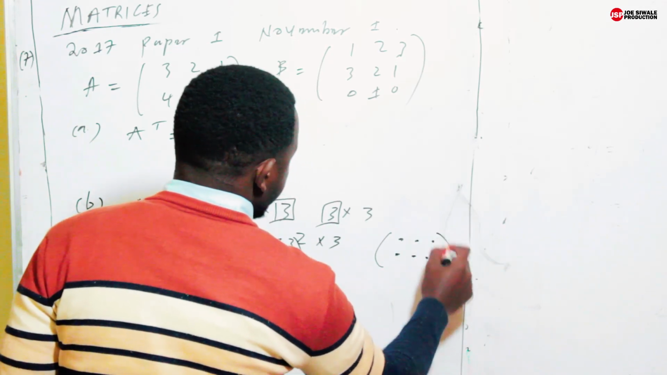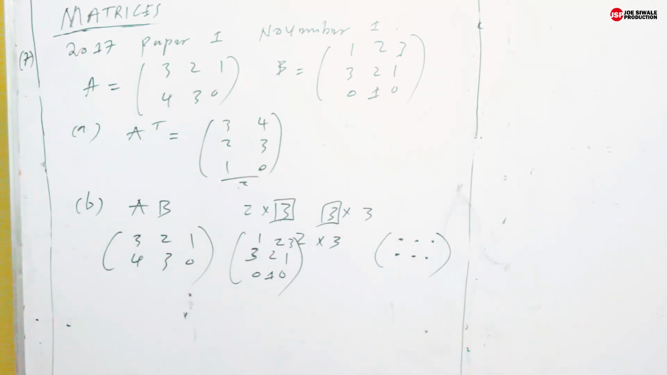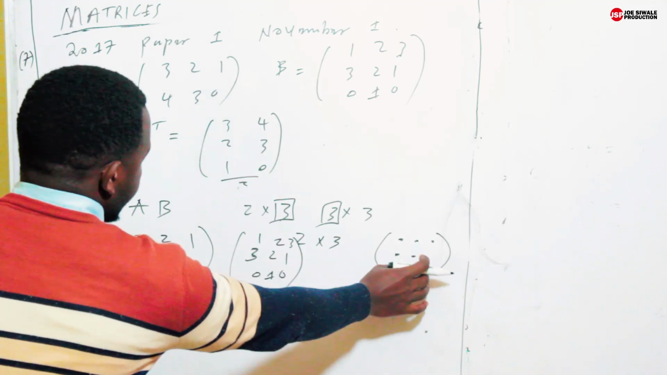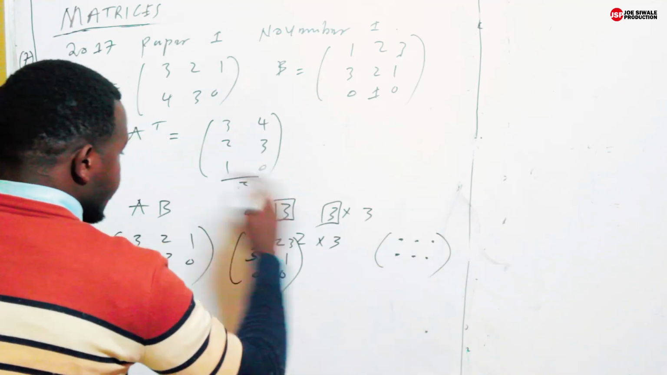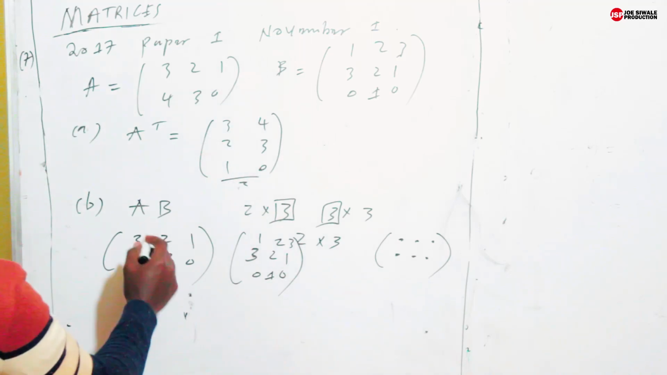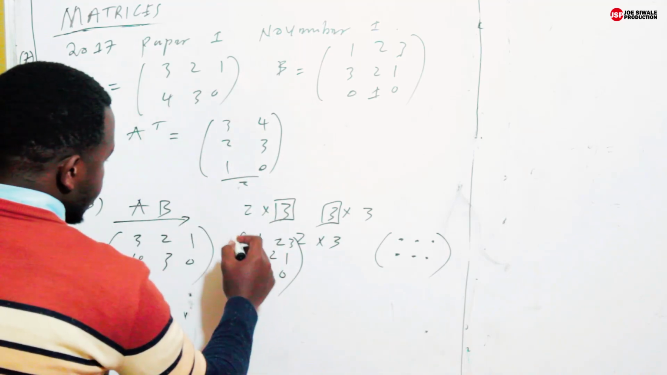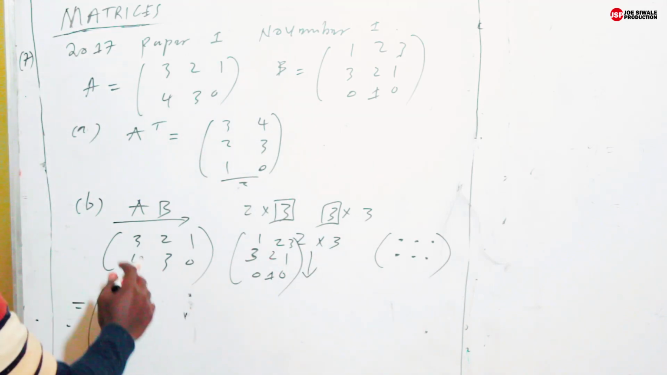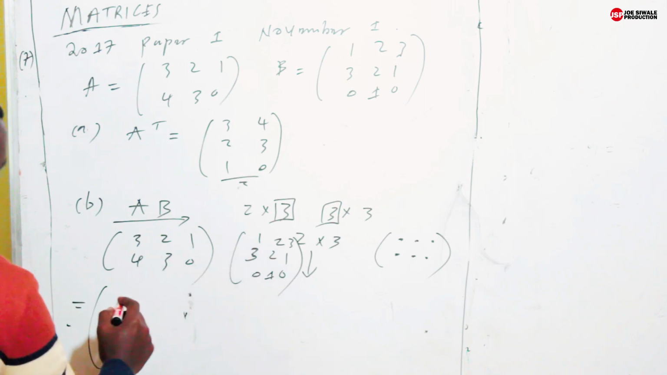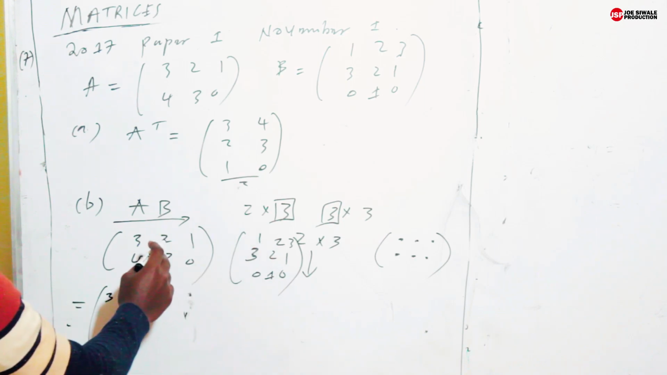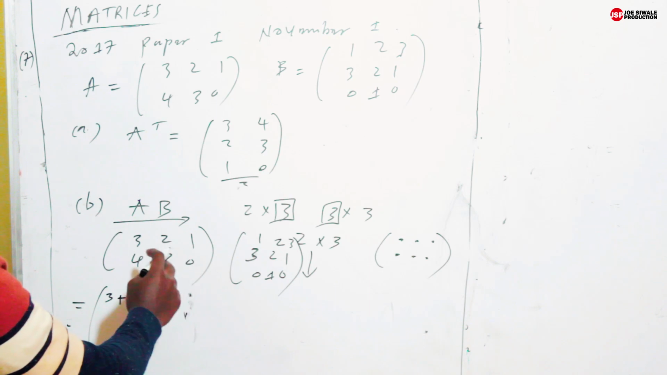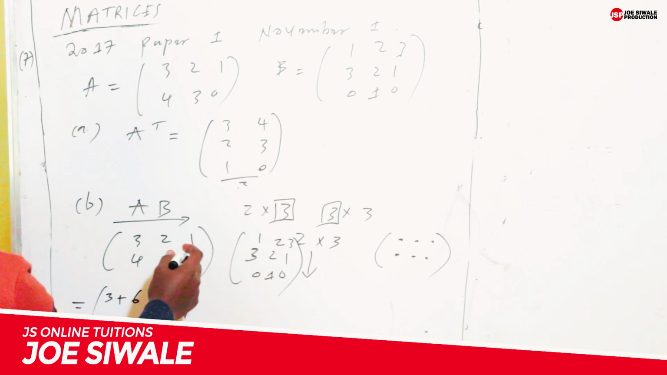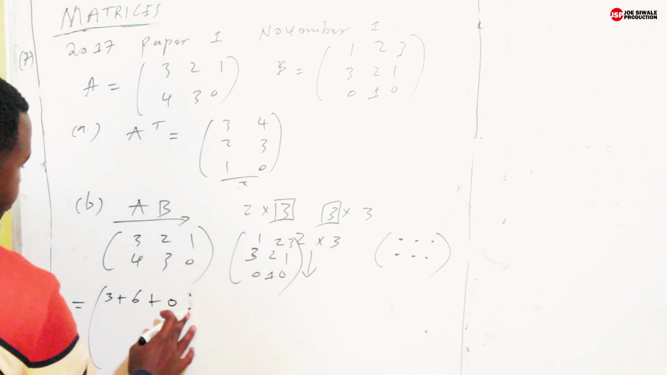So this is going to be a 2 by 3 matrix. This is the format of our answer. We're going to multiply the rows and the columns. So we're going to say 3 multiplied by 1, we're going to have 3, plus 2 multiplied by 3, we're going to have 6, plus 1 multiplied by 0, we're going to have 0.